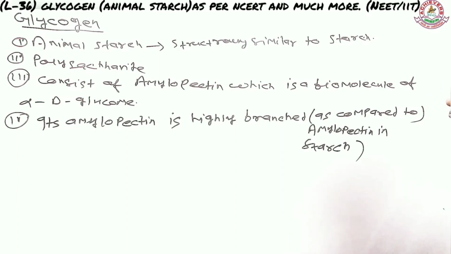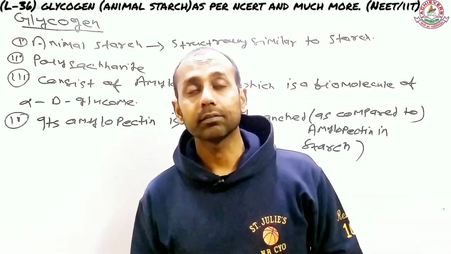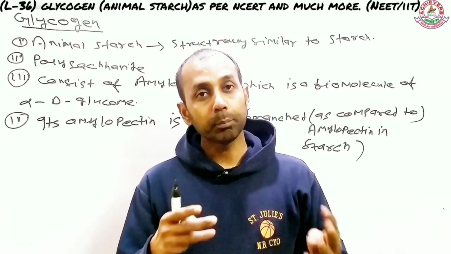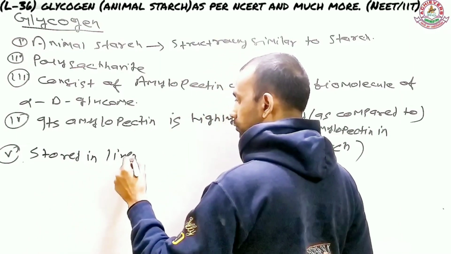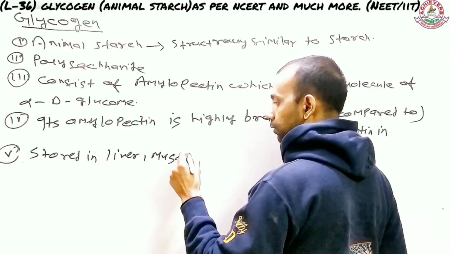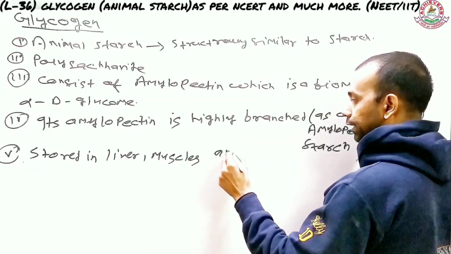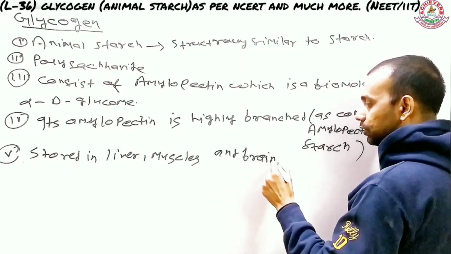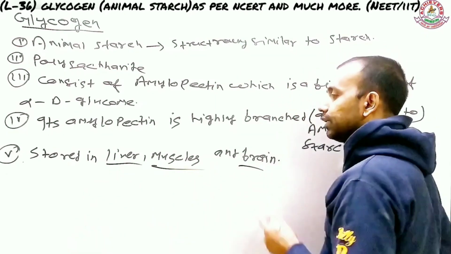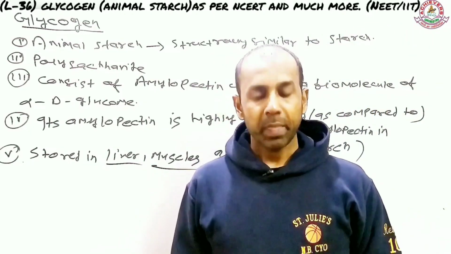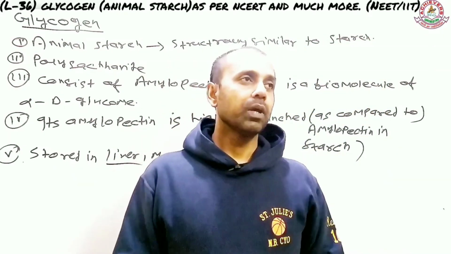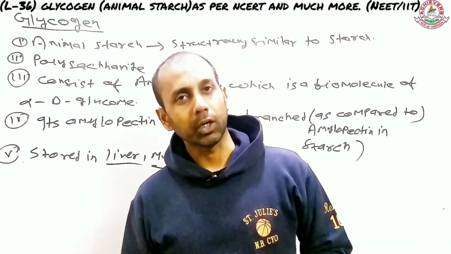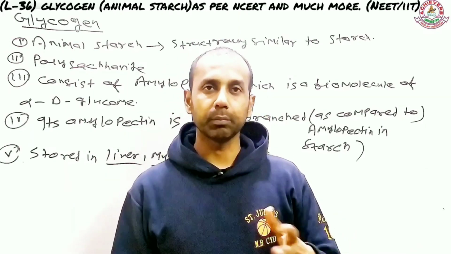Now I want to make you go through another very important thing about glycogen, and that is that it is stored in our liver, muscles and brain. These three parts of our body actually store a huge amount of glycogen. Now the question is, what is the need of glycogen, and how is it actually prepared there? This information is basically coming from the biology part, but it is something you can easily understand, so that's why I'm letting you know.